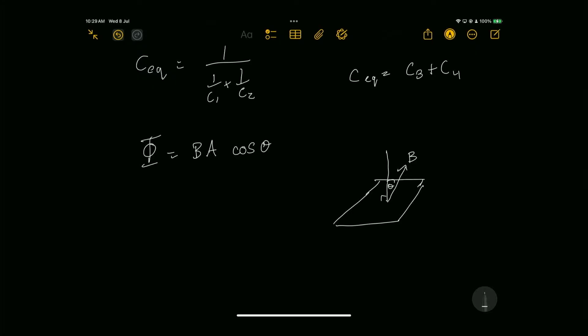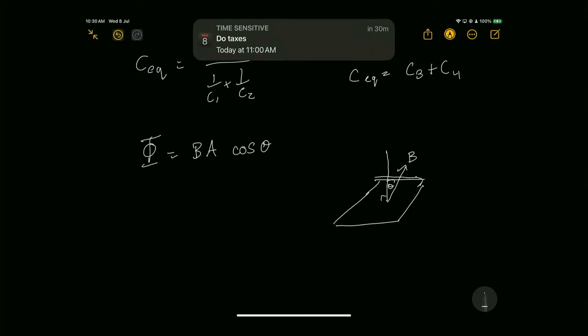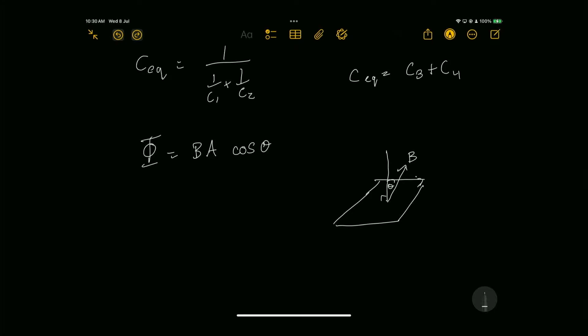Now let's say this surface was actually multiple loops of wire, right? So we had multiple loops of wire. Let's say there are n loops of wire. Then the magnetic flux would actually be n times B times A cos theta, right? The magnetic flux in that set of wire, because each turn of wire experiences the magnetic flux B times A times cos theta. So if there are n loops of wire, the total magnetic flux would be n times B times A times cos theta.